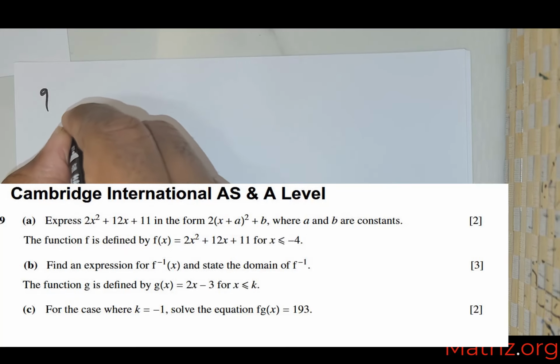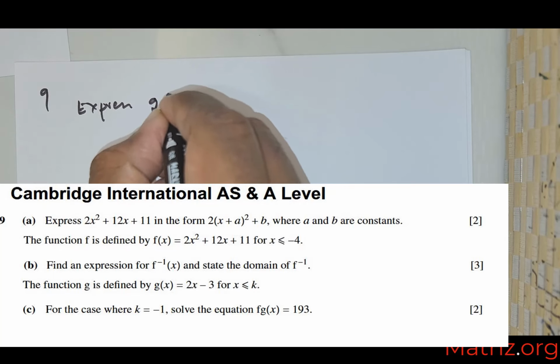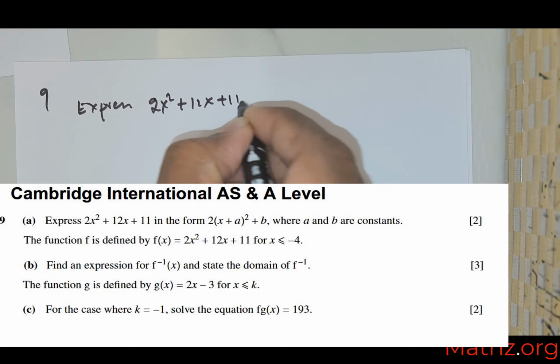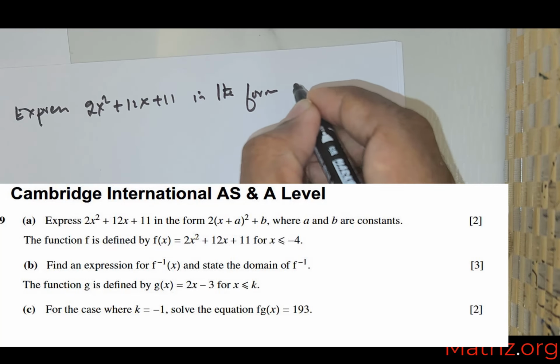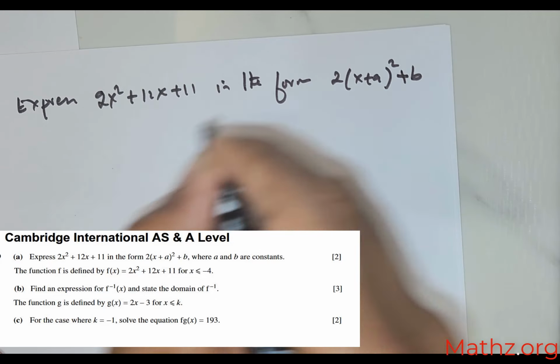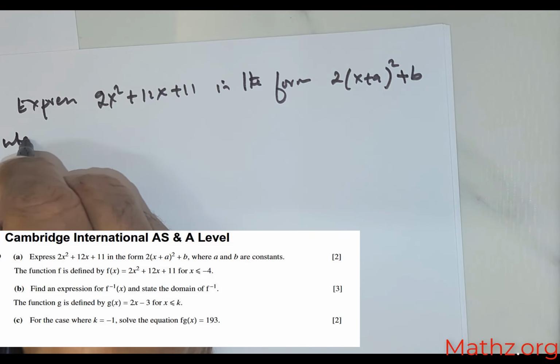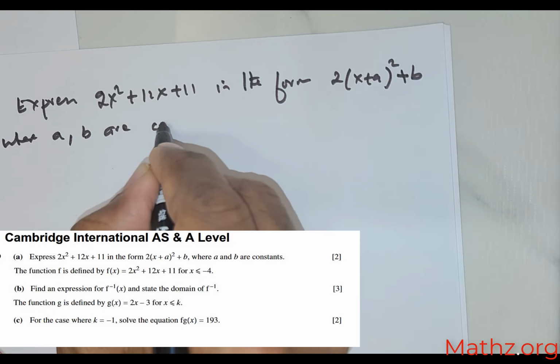The question is as follows: express 2x squared + 12x + 11 in the form 2(x + a) the whole squared + b, where a and b are constants.